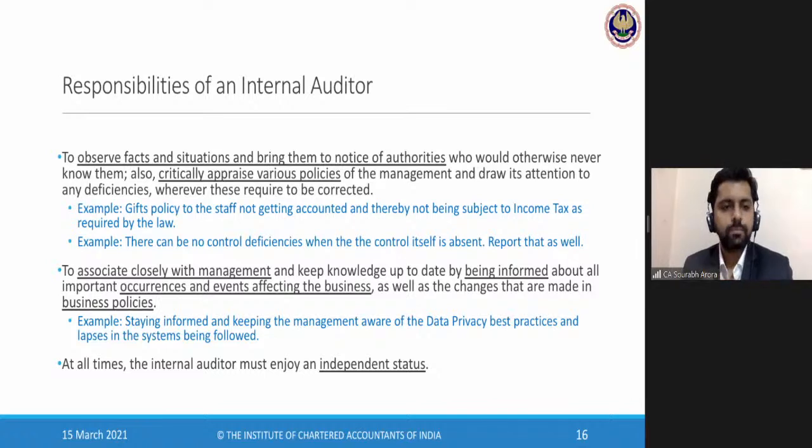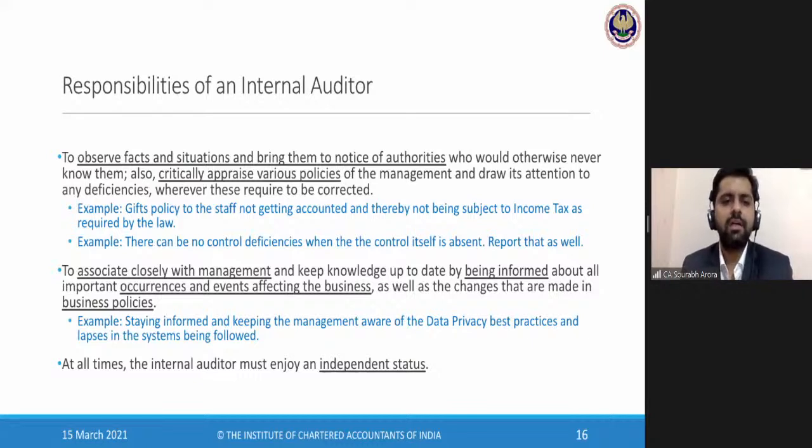For example, this was an example that I noticed in one of the audits: the gift policy to the staff was not getting accounted for, and thereby not subject to income tax as required by the law. As you know, by the income tax law, above a certain amount, if anything is paid to the employee as a gift, then it is required to be taxed. And it is required to be added as a perquisite in the taxable salary of the employee, but that was not getting subjected to income tax, and that was not even getting accounted.